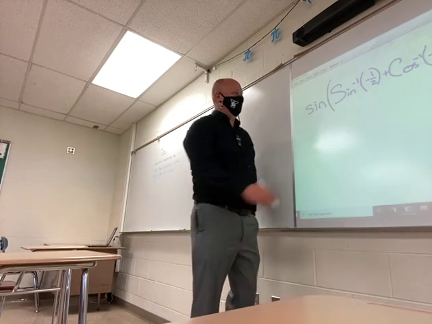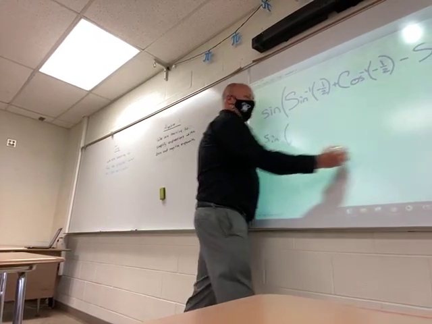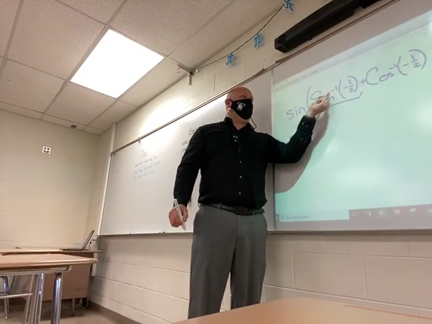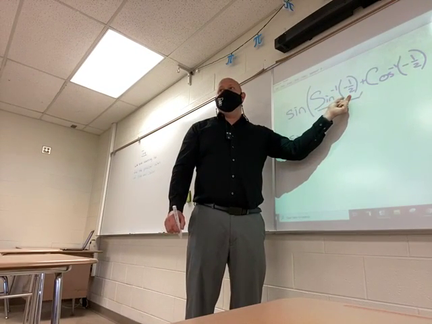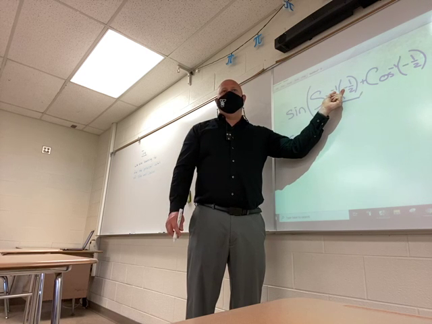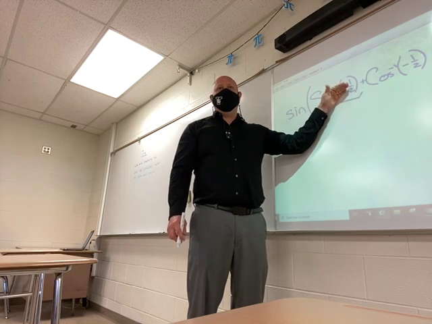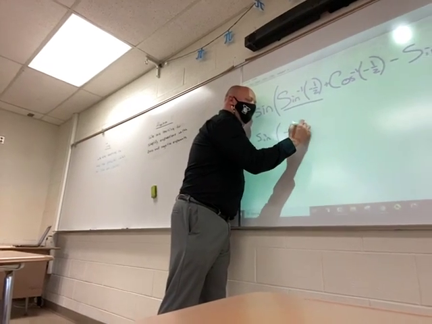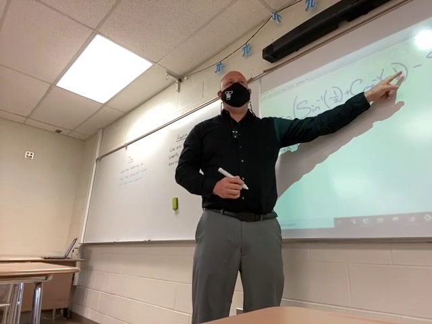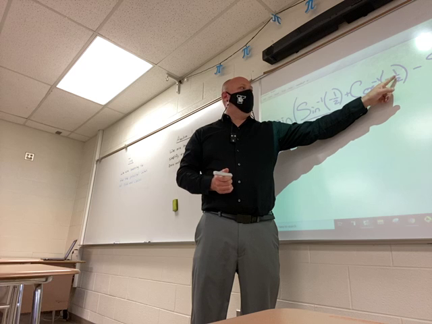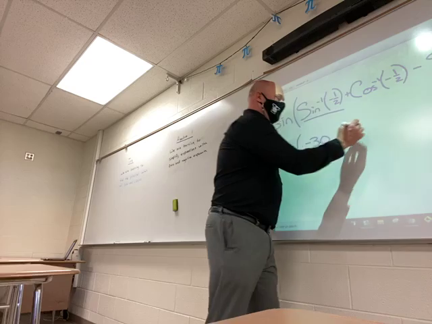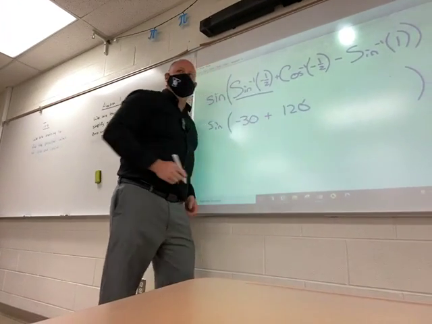Work it from the inside out. Ignore the sign for a second. Just solve that. When is sine a half? 30. It's negative, so what's the quadrant you want for sine? Fourth. So what's the 30 in the fourth? Negative 30 degrees. Plus, what about cosine a half? When does cosine equal a half? 60. What quadrant do I want? What's a 60 in the second? 120. So far, I'm up to 150.